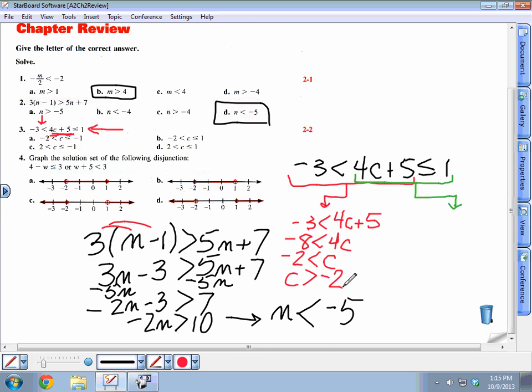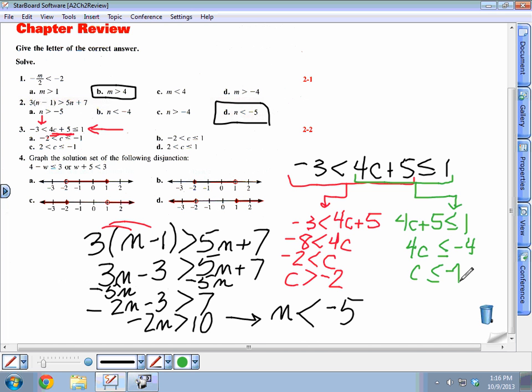Okay? Now on this side, you have 4c plus 5 is less than or equal to 1. You can subtract the 5 over here and you get minus 4, which didn't cause me to flip the sign. And you can divide by a positive 4, getting c is less than or equal to negative 1. Okay? So now I have these two things, and what they've asked us to do is c is here.